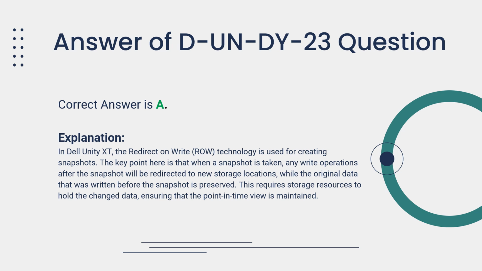Explanation. In Dell Unity XT, the redirect on write (ROW) technology is used for creating snapshots. The key point here is that when a snapshot is taken, any write operations after the snapshot will be redirected to new storage locations, while the original data that was written before the snapshot is preserved. This requires storage resources to hold the changed data, ensuring that the point-in-time view is maintained.